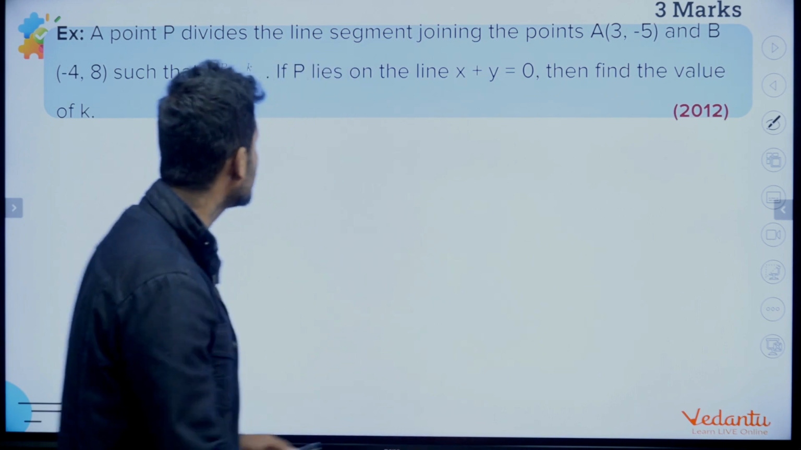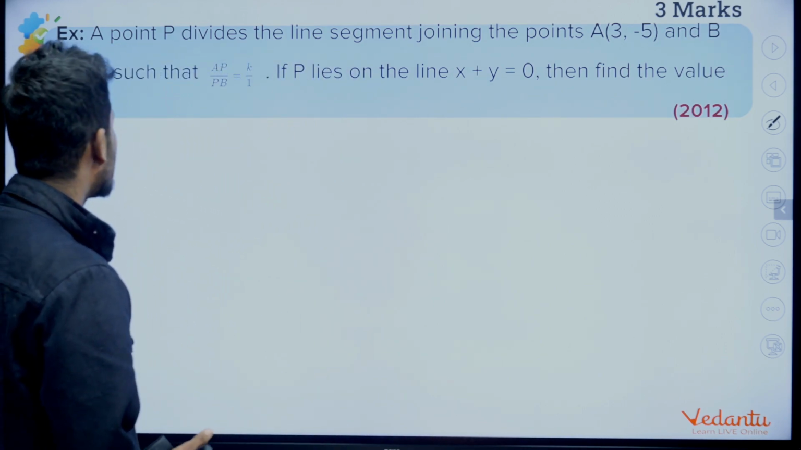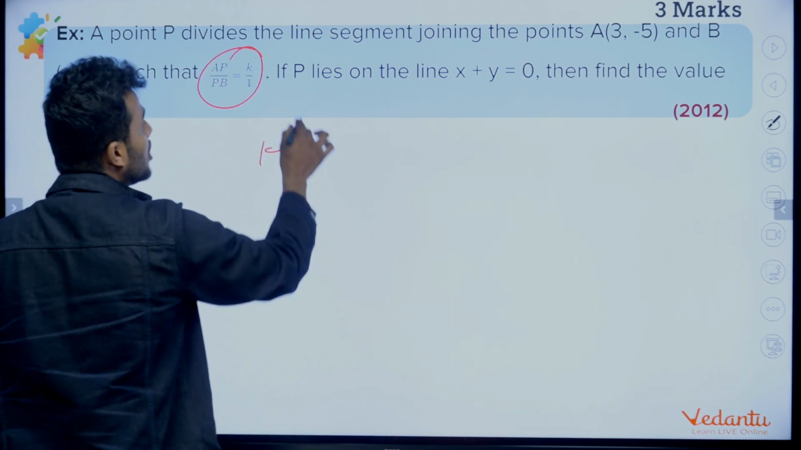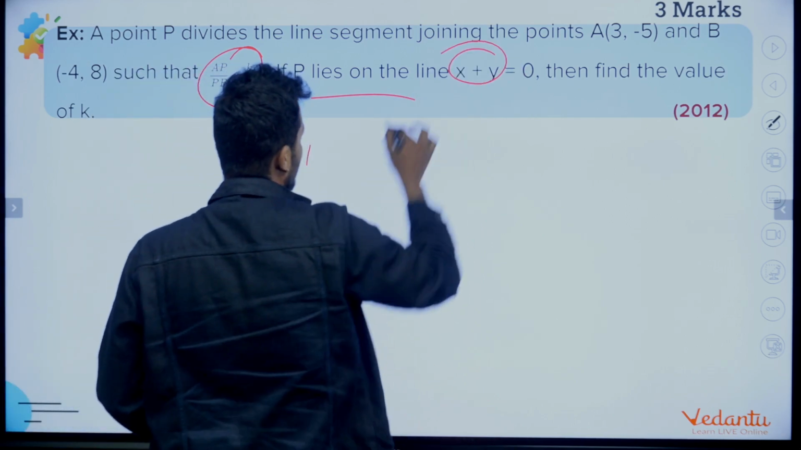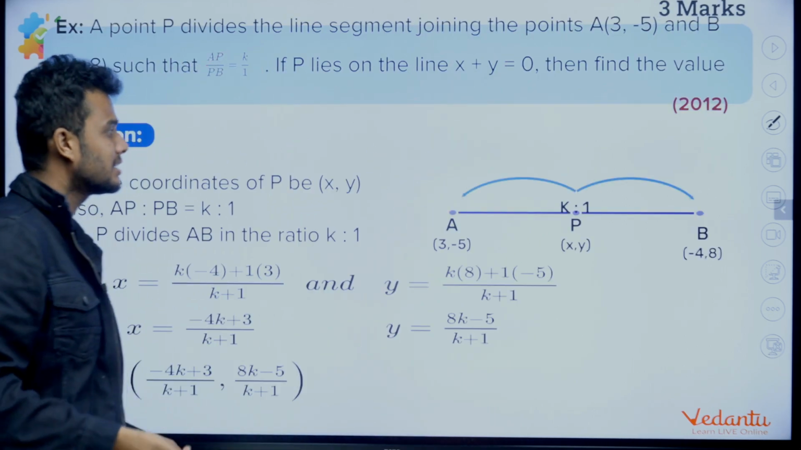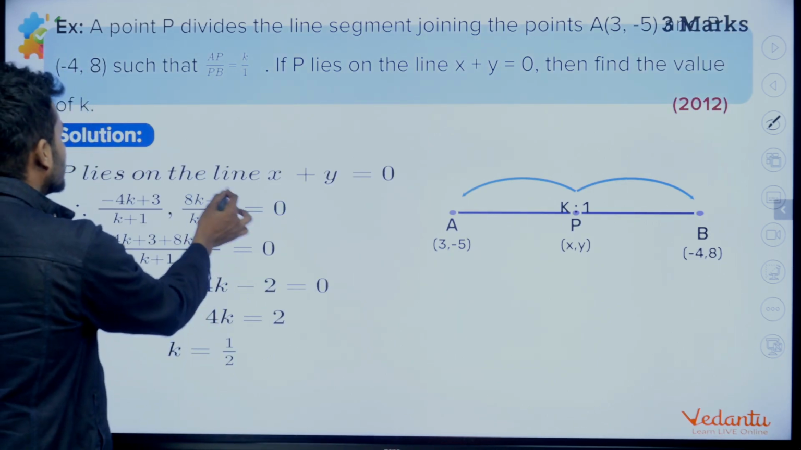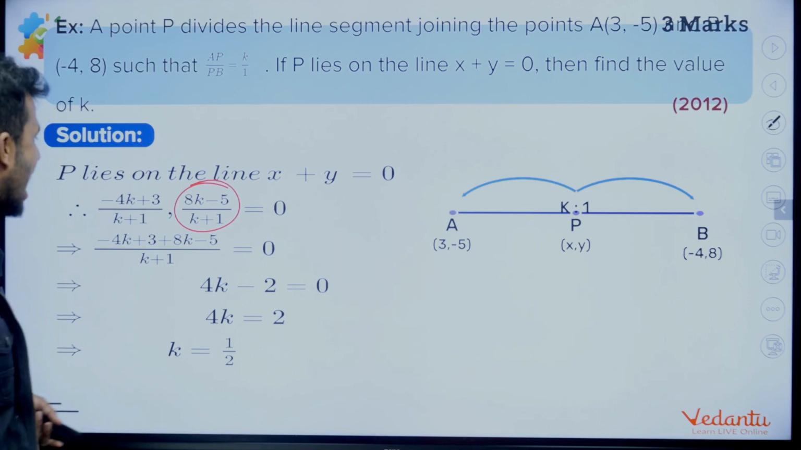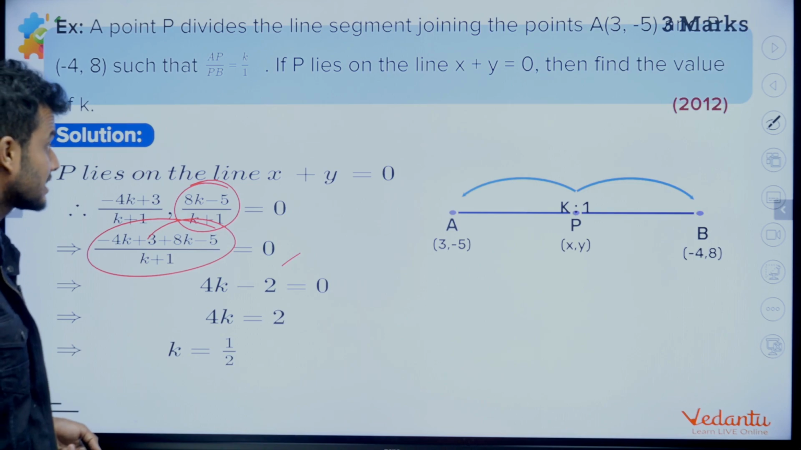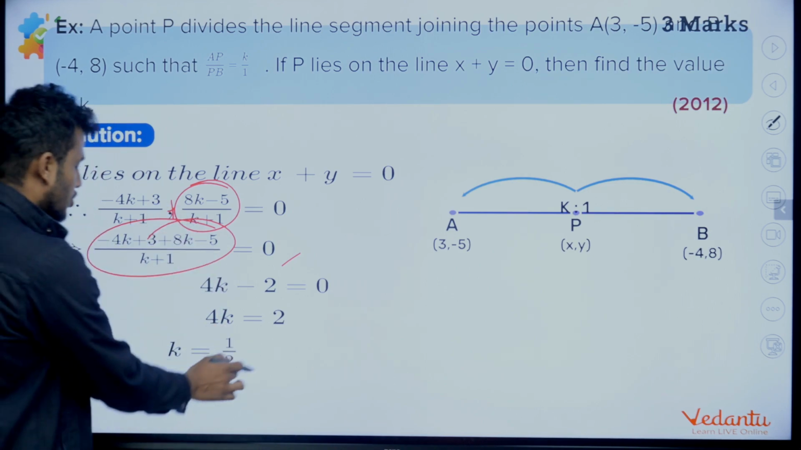Next, 3 marks question. Very important. A point P divides the line segment joining the points A and B such that AP is equal to, they only give the ratio. Then same formula. You need to find the x and y, and then equate to 0. You got the answer. Very simple. You find the x value, find the y value. By using x comma y, that is equal to 0. We already know this one. If you solve now, you get the k answer.